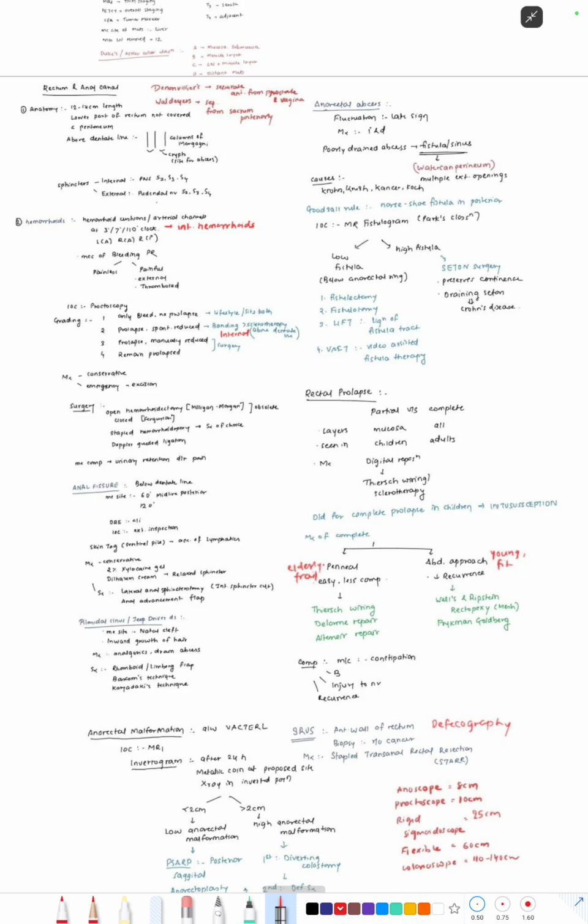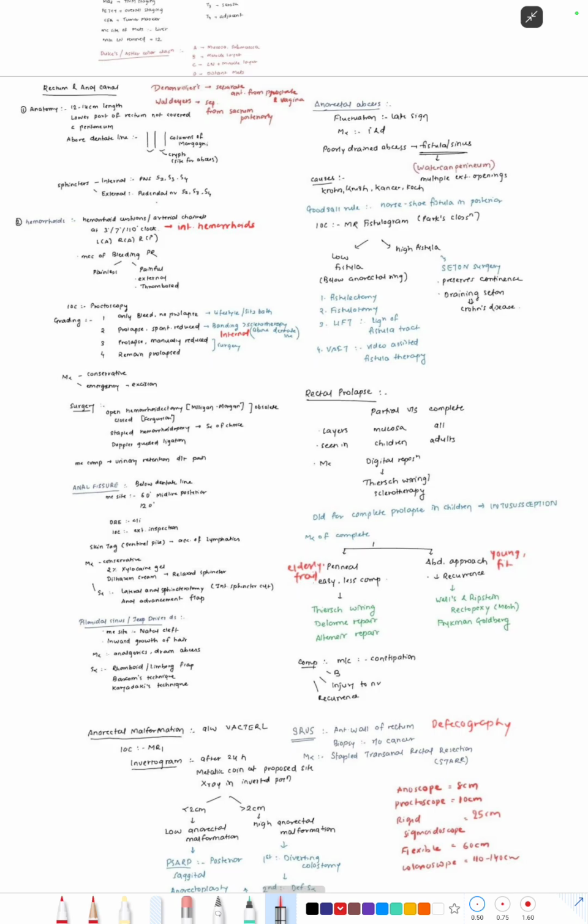Then if it's a low fistula, then fistulectomy, fistulotomy, LIFT procedure, that is ligation of intersphincteric fistula tract, or a VAAFT procedure, that is video assisted fistulotomy. Then high fistula, then in that particular case Seton's surgery is used, where we preserve the continence. Draining the Seton is done in case of Crohn's disease.